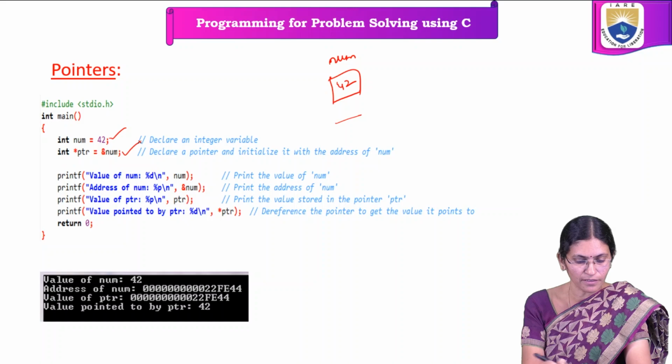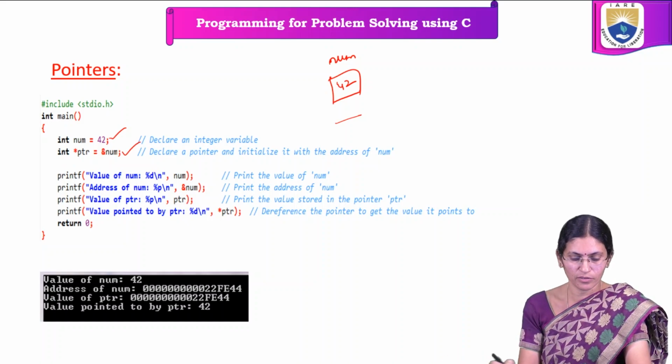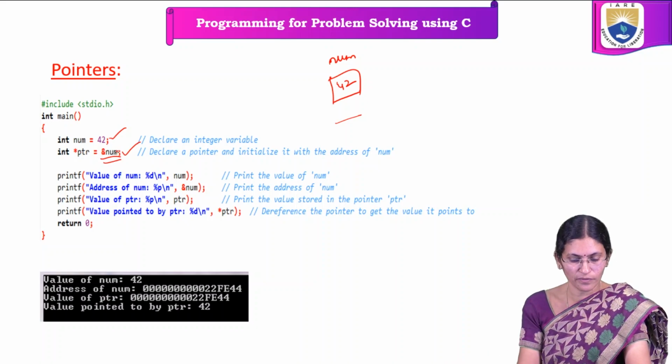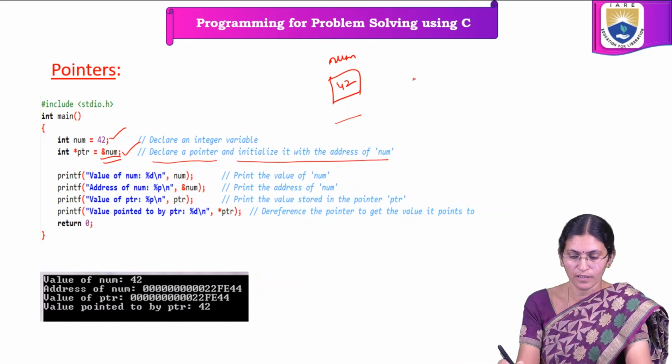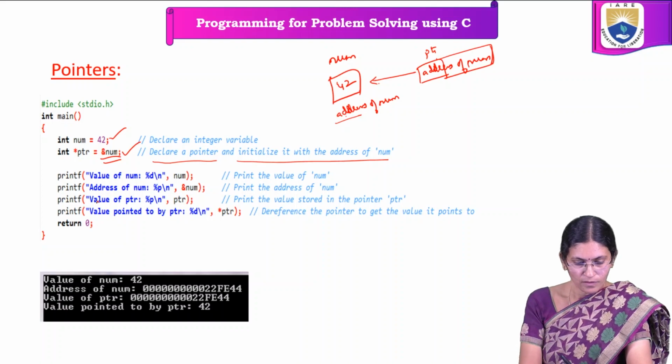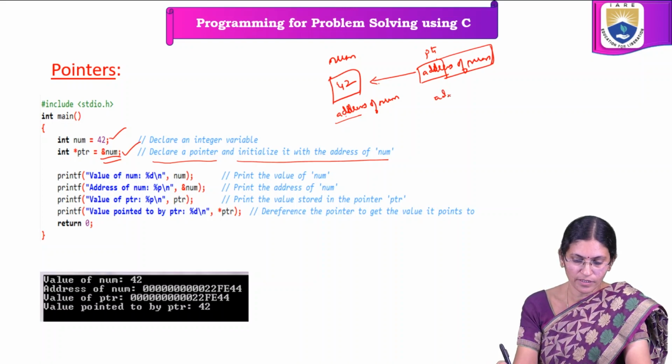So next, in the next line, we have declared an integer pointer. So it is an integer pointer. We have done declaration and initialization. So here we have declared a pointer as well as initialized it with the address of num. So with this statement, what it means is ptr is pointing to this num. So whatever the address of num is, that is ptr's value, the address of num. It will have its own address too. So here we will have the address of ptr.